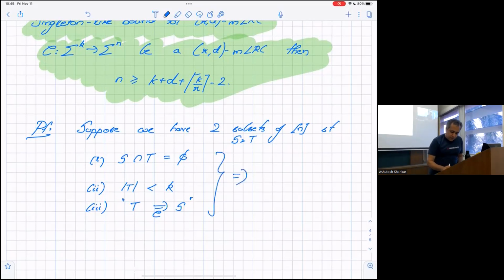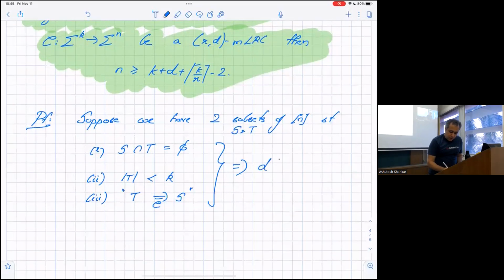All of this should imply the distance of the code, d(C), should be less than or equal to n minus the size of T union S. So because of this, we will get at the end that n is greater than or equal to d plus the size of T union S. That's one way of proving this.